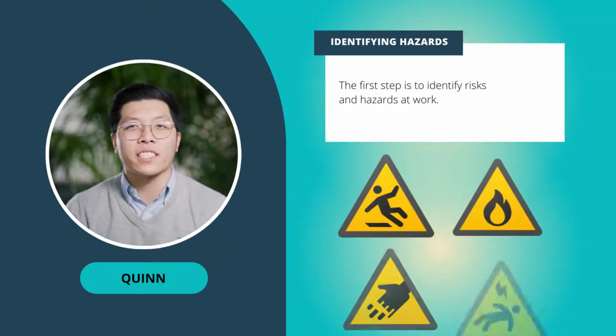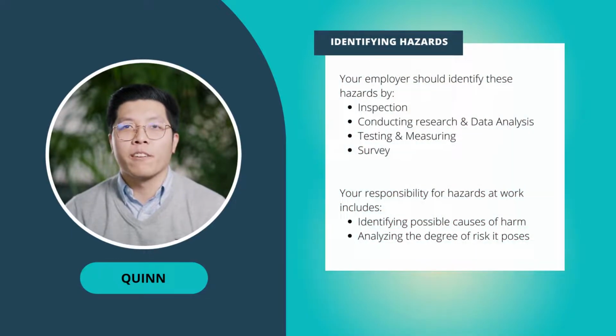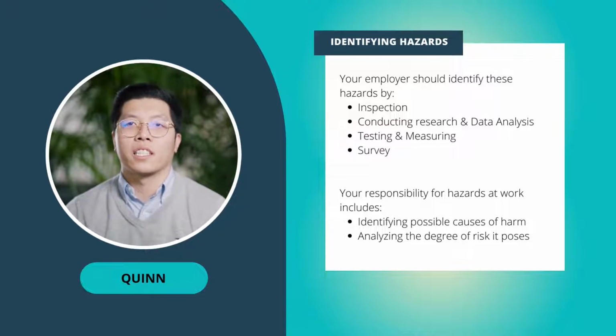The first step in managing hazards and risks at work is being able to identify them. Your employer will have identified hazards by inspection, by actually walking around the workplace and looking for possible issues. Your employer may have also conducted research and data analysis into previous incidents and statistics in other workplaces to identify hazards, or they may test and measure aspects of work, such as noise or dust levels. You may also be surveyed as a part of the OH&S identification process.